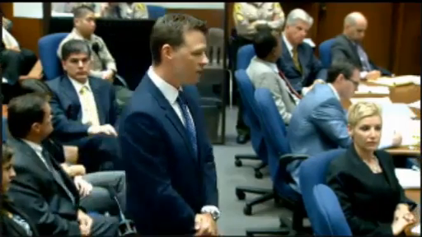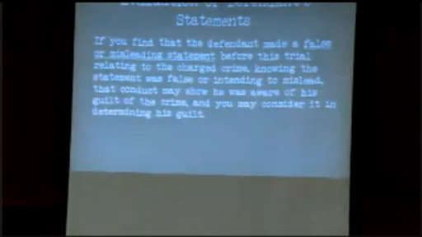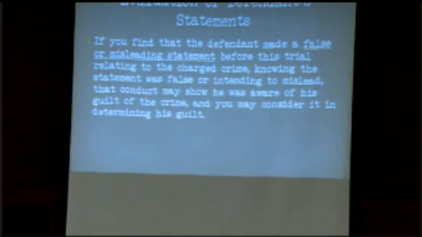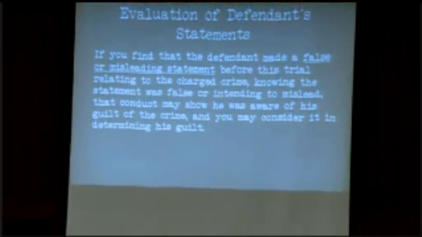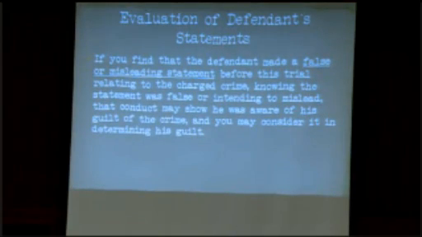Another instruction of importance, the evaluation of the defendant's statements. If you find that the defendant made a false or misleading statement before this trial relating to the charged crime, knowing the statement was false or intending to mislead, that conduct, that false or misleading statement, may show he was aware of the guilt of his crime, and you may consider it in determining his guilt.